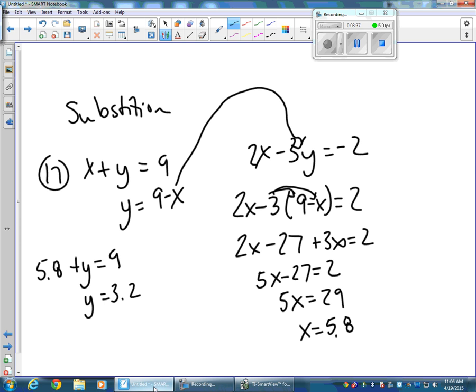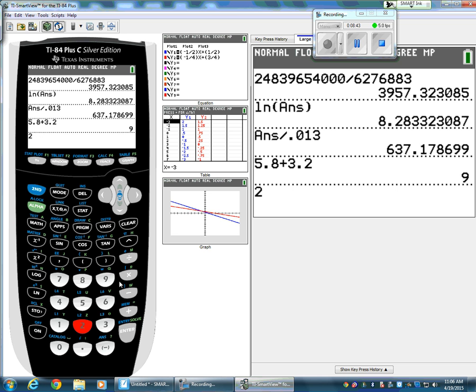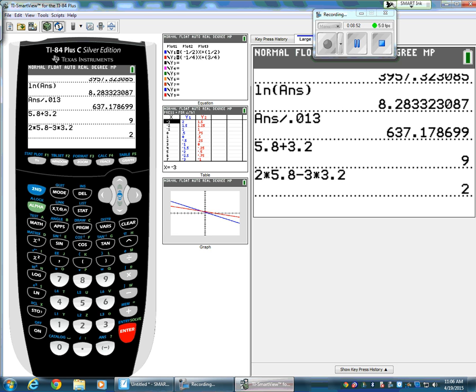And now let's check it with the other equation, which is 2x minus 3y. I need to get negative 2. So 2 times 5.8 minus 3 times 3.2. And then I get 2.